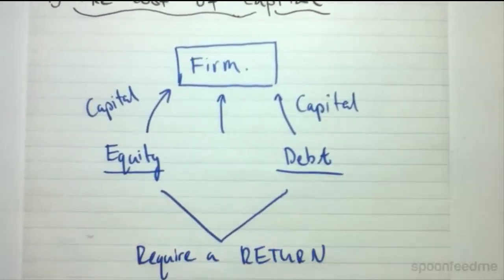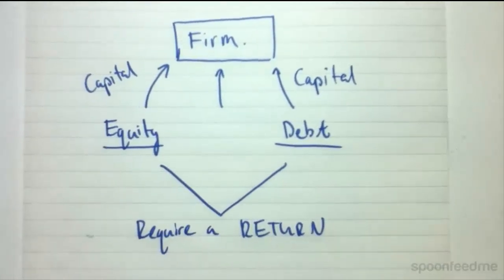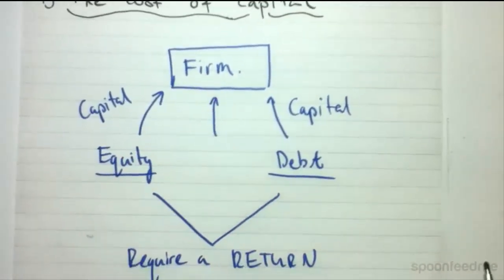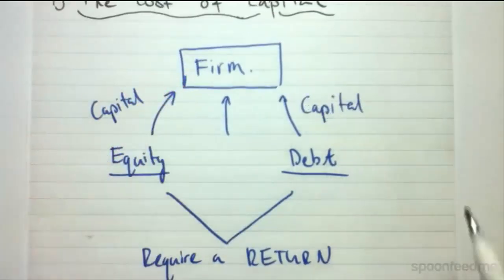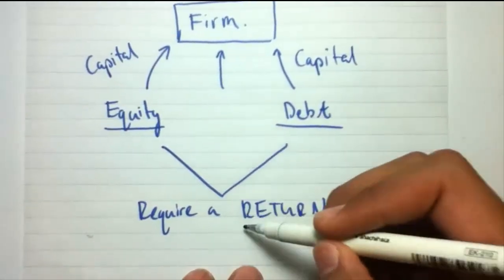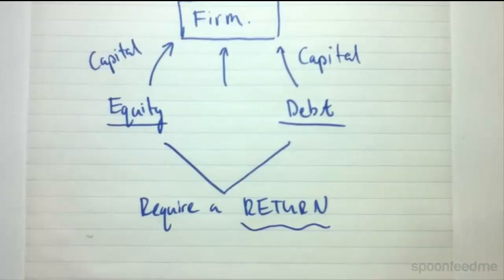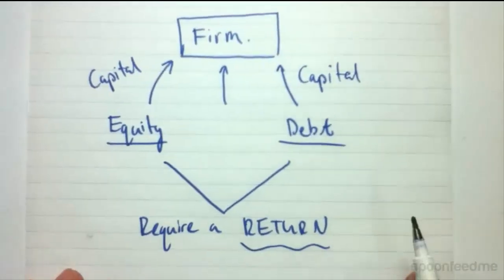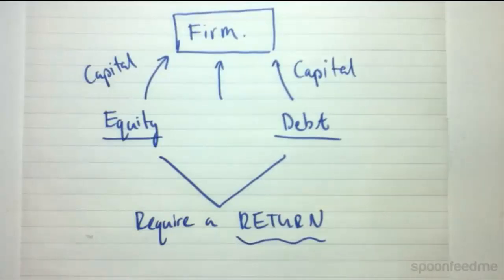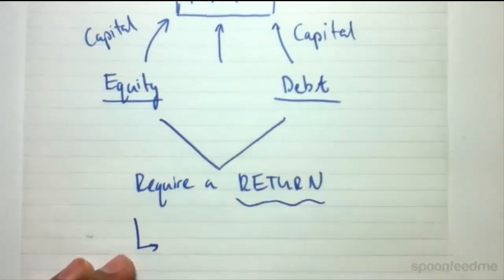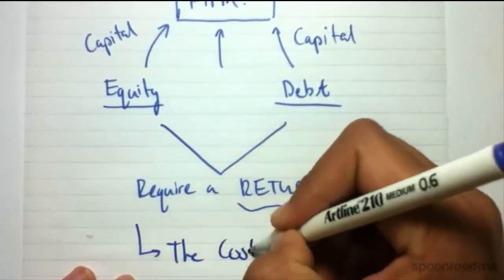Furthermore, if our returns are not above the risk-free rate, then what's the point of such people investing into our firm? There may be a point, but generally speaking, why would these people invest in our firm if they could just invest at the risk-free rate? And so they're going to require a return more or less larger than the risk-free rate. And if we have to give them a return, that means it's a cost to us.